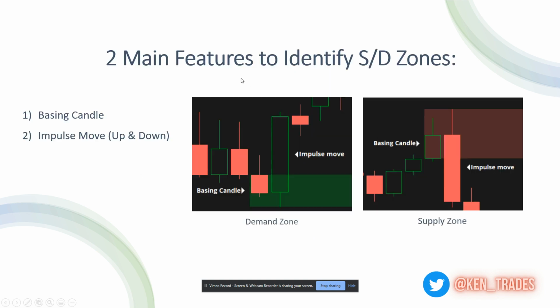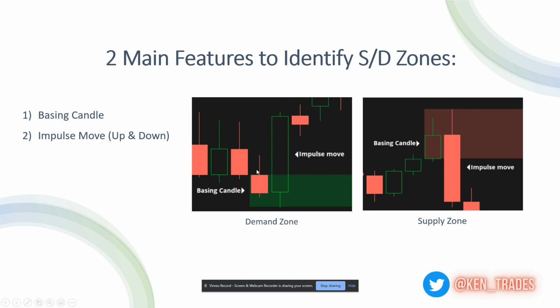All right. So there's two things that you have to look out for when identifying and drawing your supply and demand zones. The most important one that I will always look out for is an impulse move. In this case, for this demand zone, this had a rally, so this would be the impulse candle. And the second thing you want to find is the basing candle before the impulse candle.